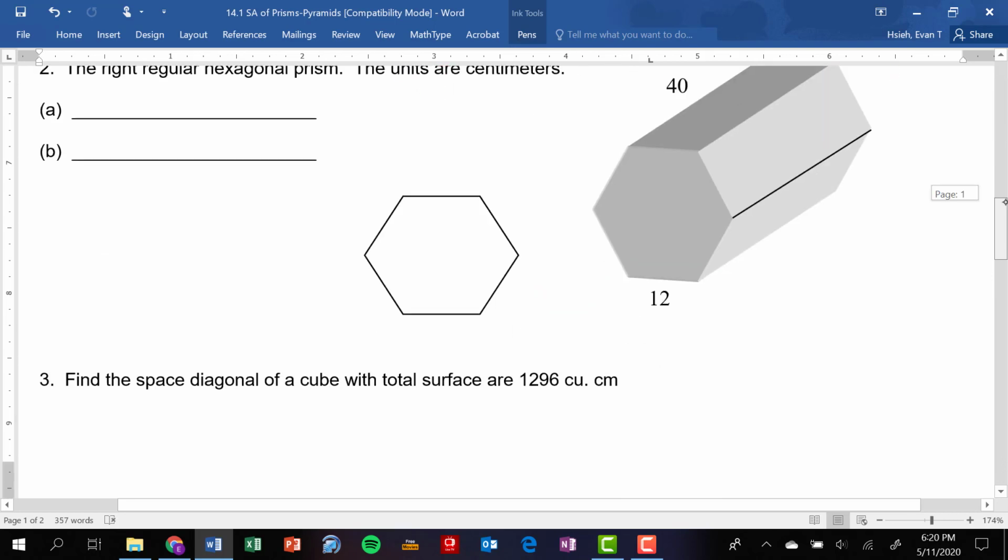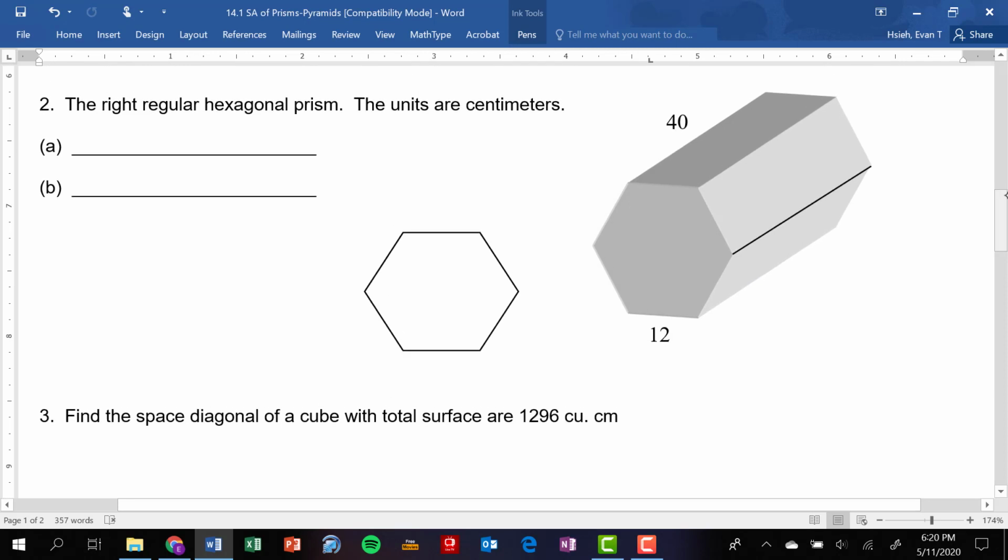All right, let's take a look at the next problem down here. This is a right regular hexagonal prism. Again, right just means that if I set it down on the top of the table on one of the bases, it's going to stand straight up and down. Regular hexagonal prism means that the base is a regular hexagon. And so what I'm looking for here is the area of one of the bases.